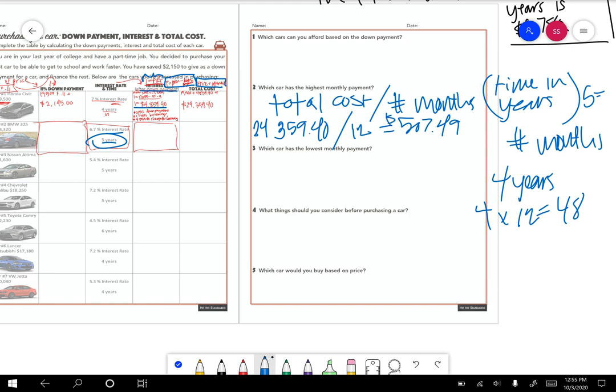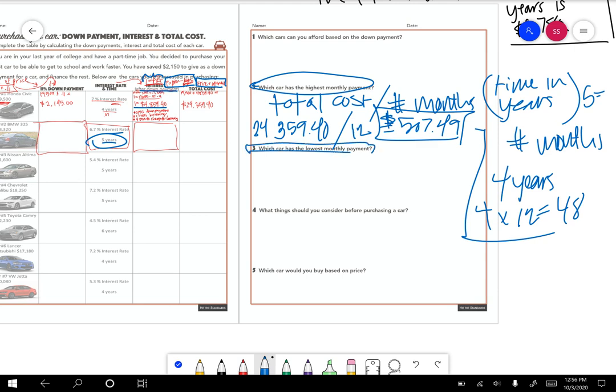So that's how much we'd be paying per month over 4 years, which is a pretty significant amount, right? So you're gonna have to find the monthly payment for all of these to be able to compare and find out which one has the highest monthly payment, okay? If you have questions on that, let me know, but basically just follow those steps that I just did. Then you'll compare which one has the lowest monthly payment.